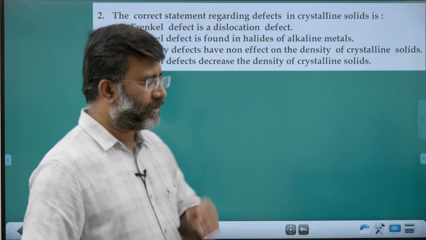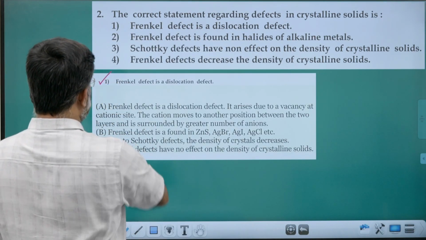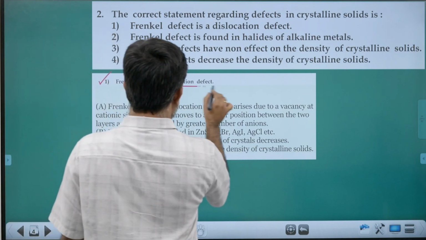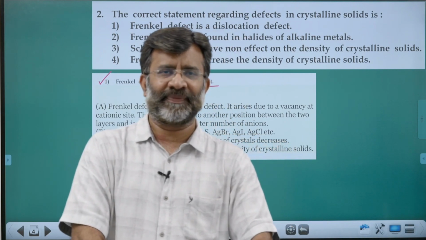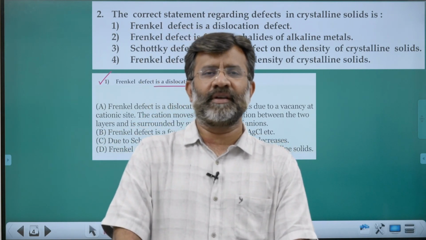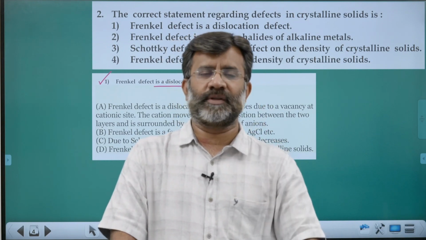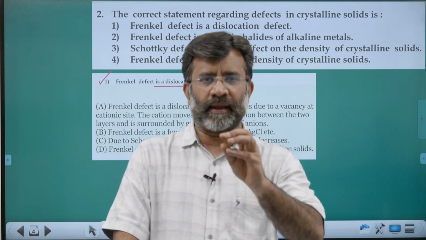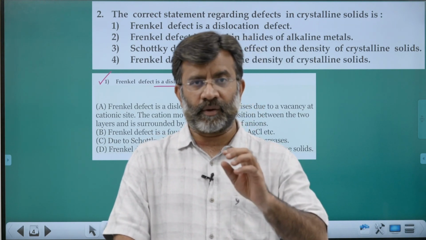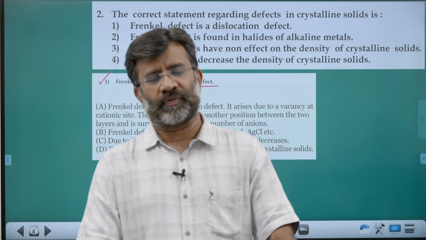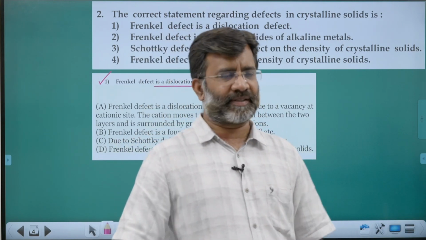You will easily be able to understand. The correct answer is the first choice itself. It is a dislocation defect. How does it become a dislocation defect? It arises because of the high difference between the ions. Usually a small cation and a large anion, and thereby the cation is displaced from its actual site. That is the cause of dislocation.